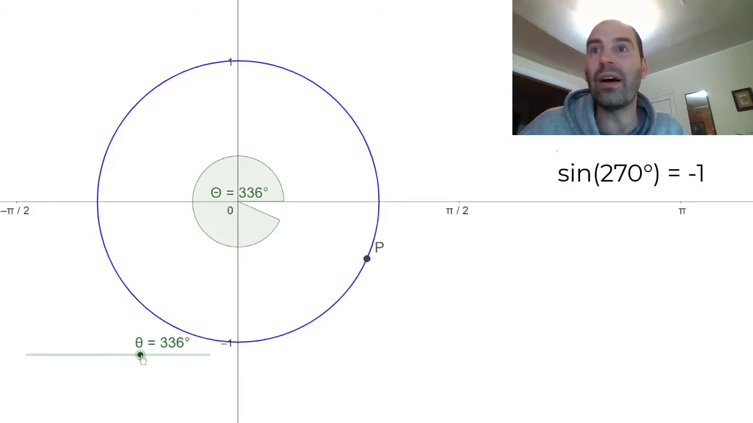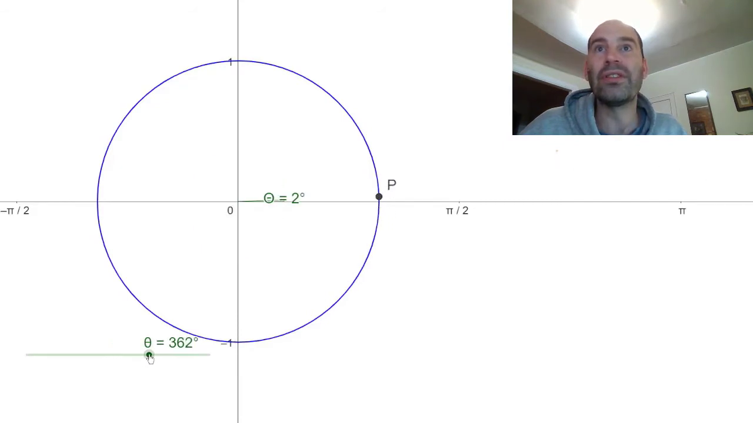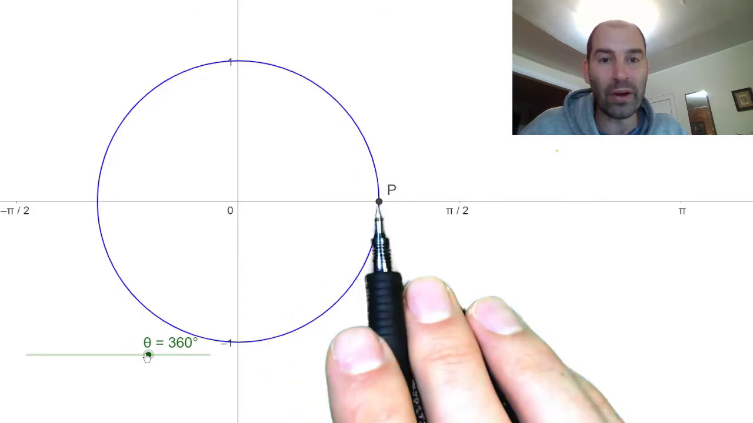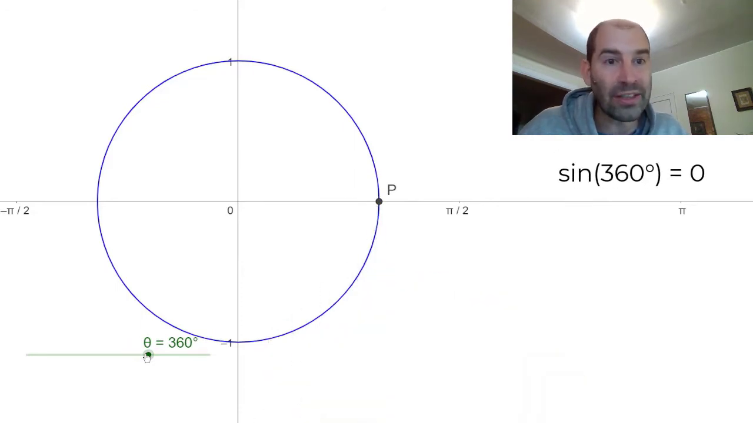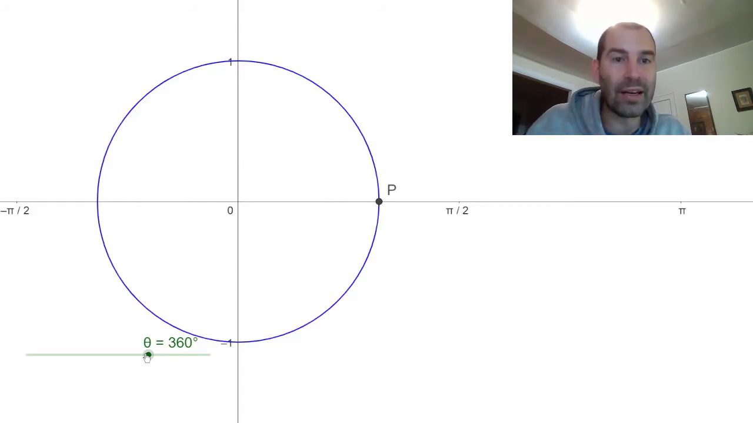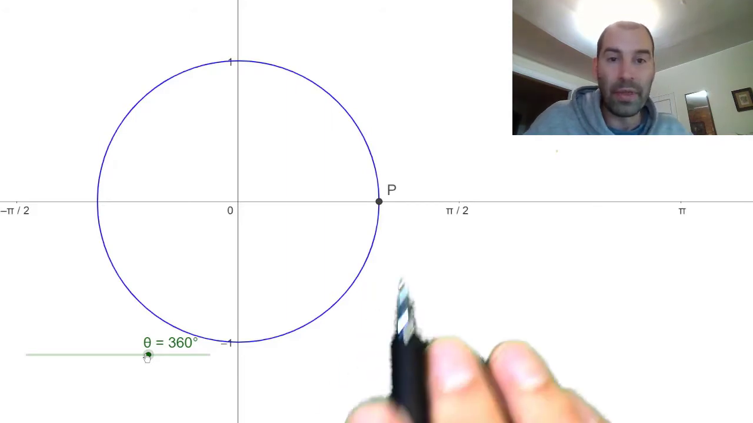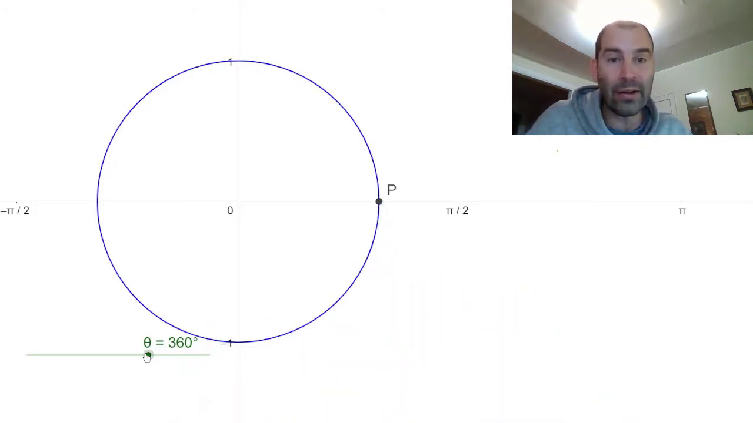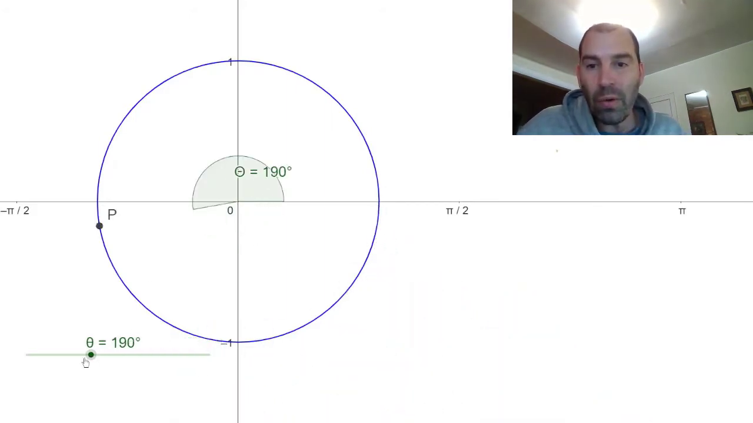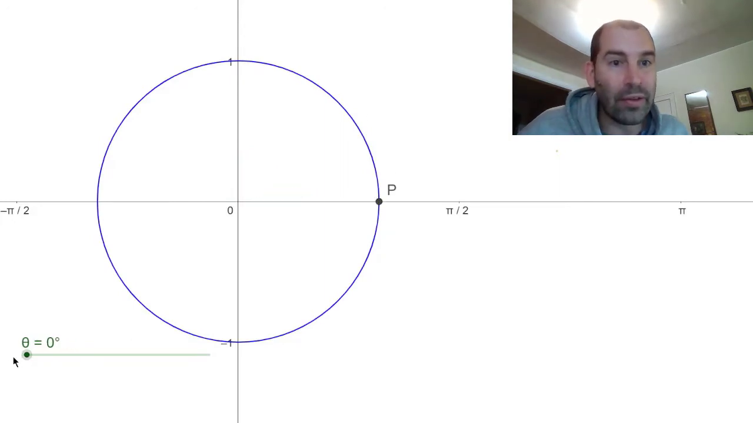And sine of 360 degrees is the y-coordinate here, it's 0, and then the process starts over again. Okay, great. So we understand how sine and cosine work. They just give us the y and the x coordinates of that point determined by an angle. So when we have functions, one thing that we might want to do is graph them.